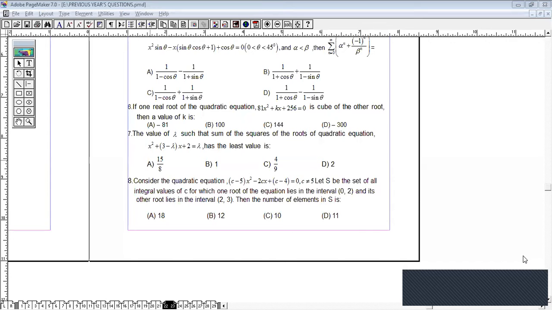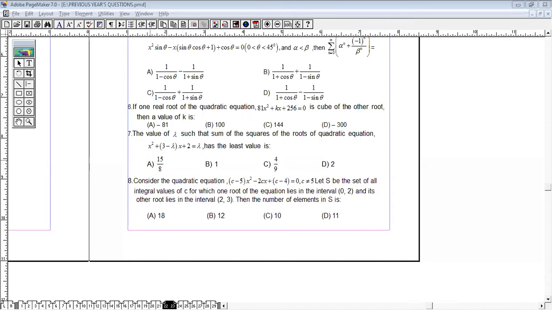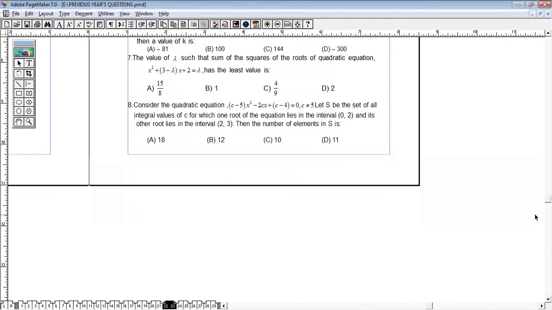Next, understand the problem number 8. Consider the quadratic equation (c minus 5) x squared minus 2cx plus (c minus 4) is equal to 0, where c is not equal to 5.